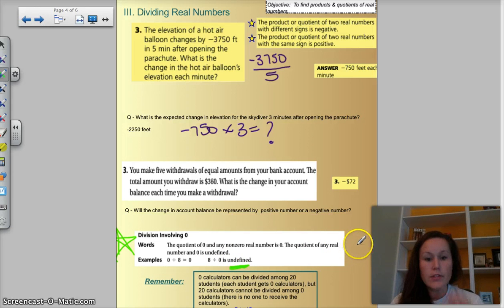Okay, so let's look at that. So here's what it's going to talk about in your calculator. 0 calculators can be divided among 20 students. Each student gets 0 calculators. But you can't take 20 calculators and give them to zero students. There's no students to give anything to. So there's how you kind of work it.